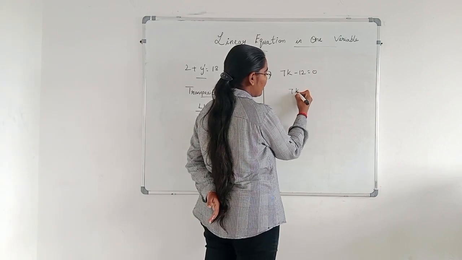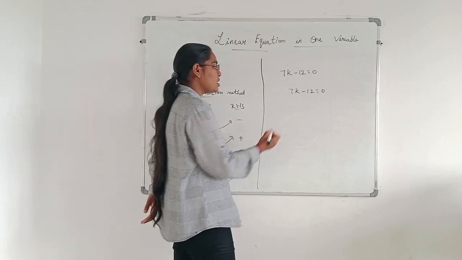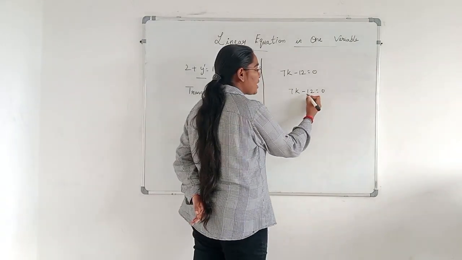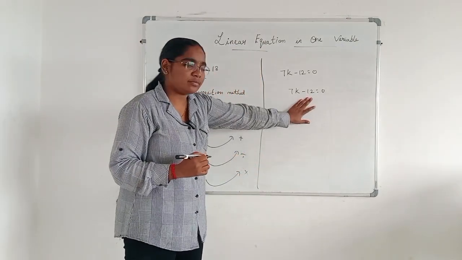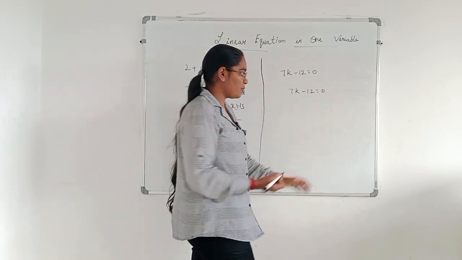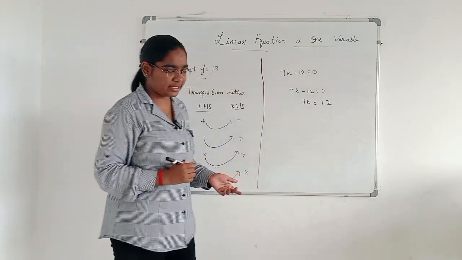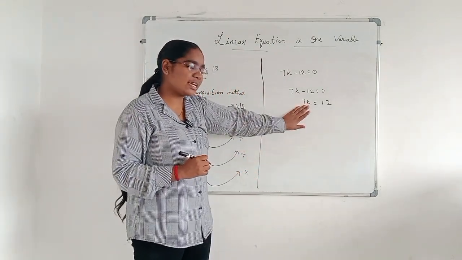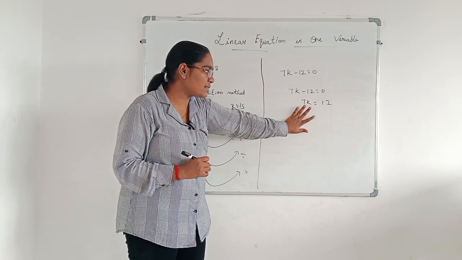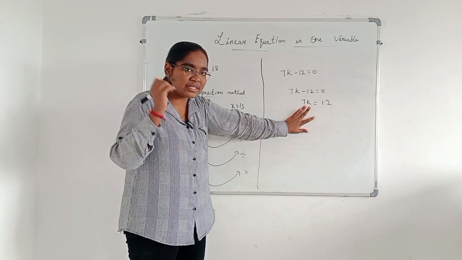The question is 7k minus 12 equals 0. Am I right? Here we have to find the value of k. This minus 12 is negative, so when it moves to this side, it will become positive. So 7k equals 12. Next, this 7k is in multiplication, and we have to find the value of k.